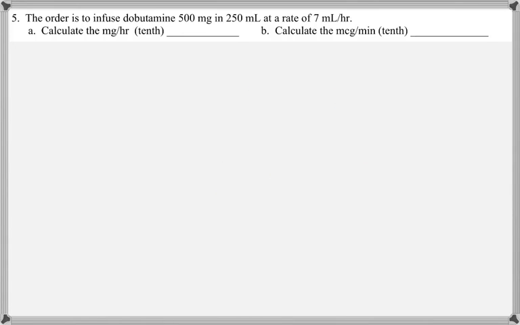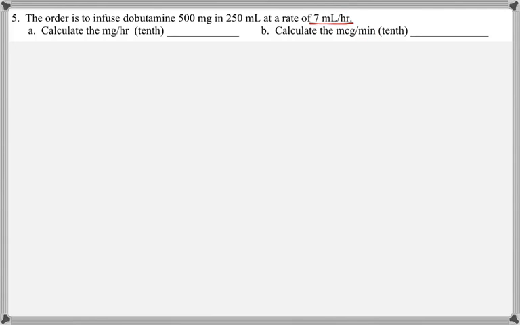It says, the order is to infuse dobutamine 500 mg in 250 ml at a rate of 7 mLs per hour. Calculate the mg per hour and then calculate the mcg per minute. So we are given the rate in mLs per hour, and our final answer is going to be in mcg per minute. So I want to convert this from a liquid form to a powdered form, as well as change the time frame from per hour to per minute.